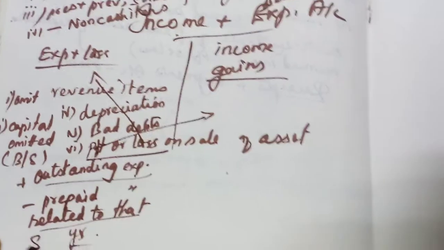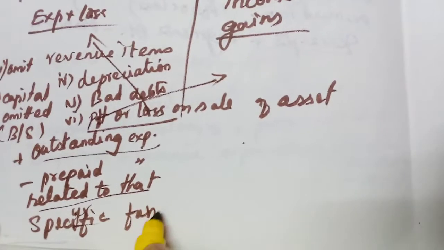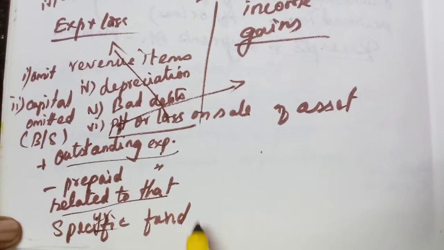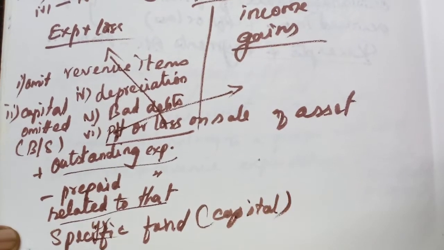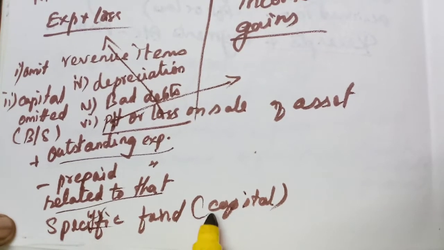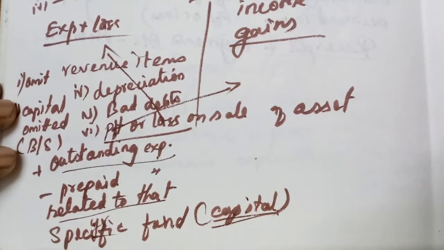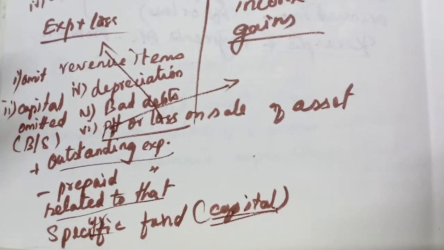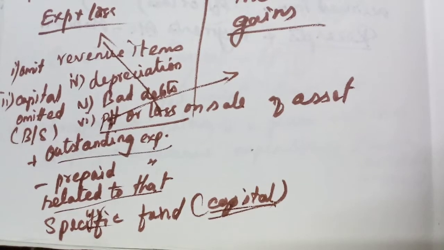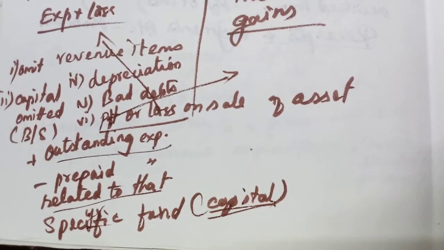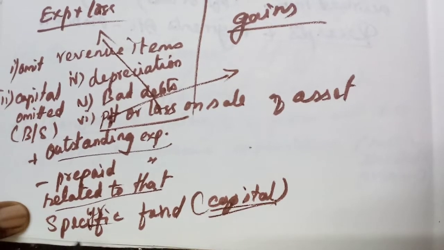Understood? Now, one more thing peculiar to this income and expenditure account is the specific fund, we have learned, isn't it? Any donation received for a specific fund is considered as capital. We studied under the heading specific fund. For any special purpose only we will raise that fund, and all the amount that we receive, whether it is a donation or a subscription, will be shown separately under that heading only.